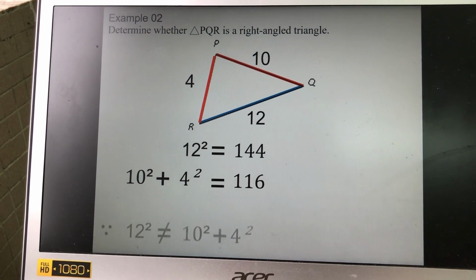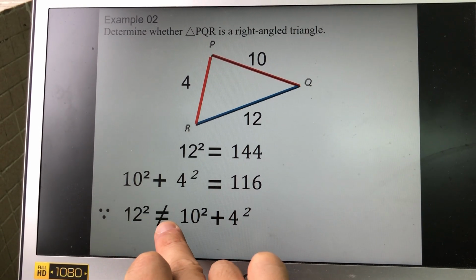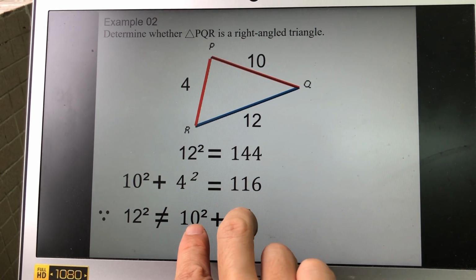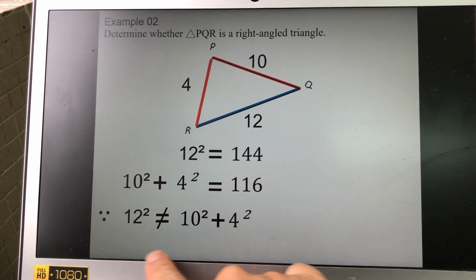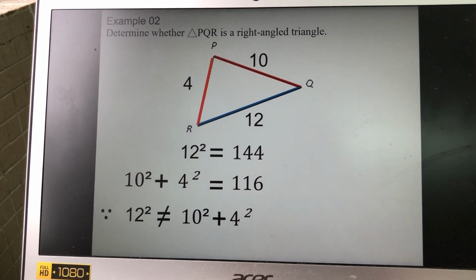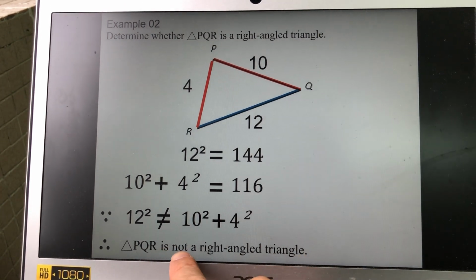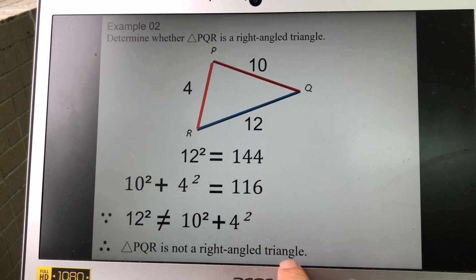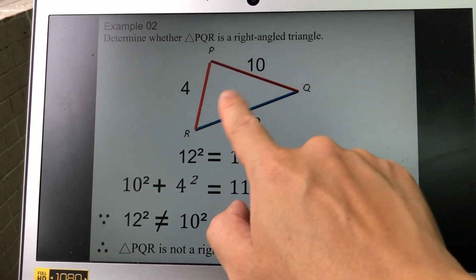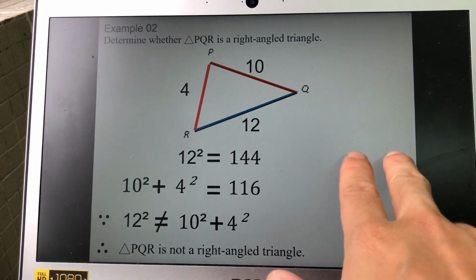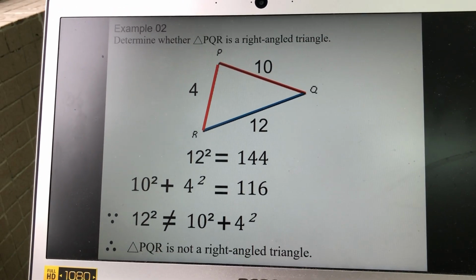So the conclusion is, because 12 square doesn't equal the sum of the 10 square and 4 square, they are not equal. And therefore, PQR, this triangle, is not a right angle triangle. Because it is not a right angle triangle, there is no right angle. You do not need to tell people which one is the right angle, because we don't have a right angle. So we stop here.